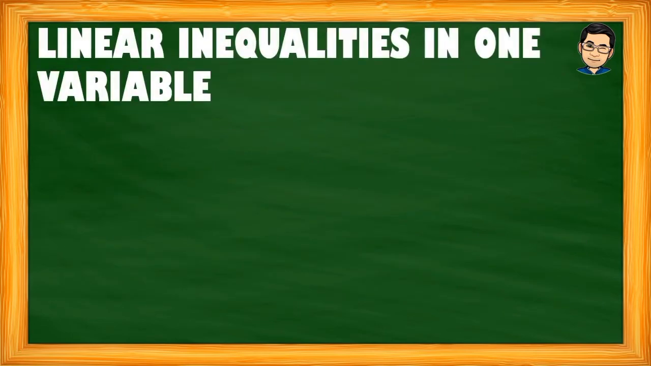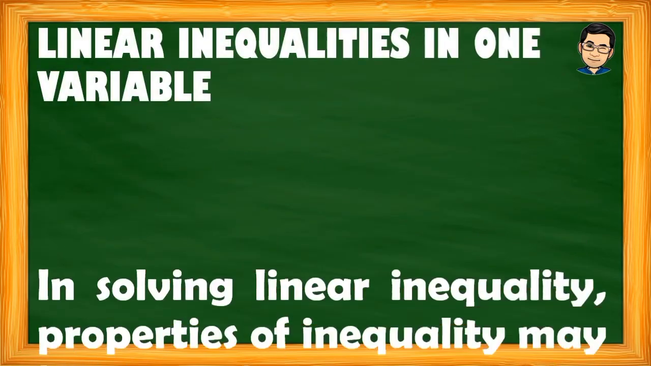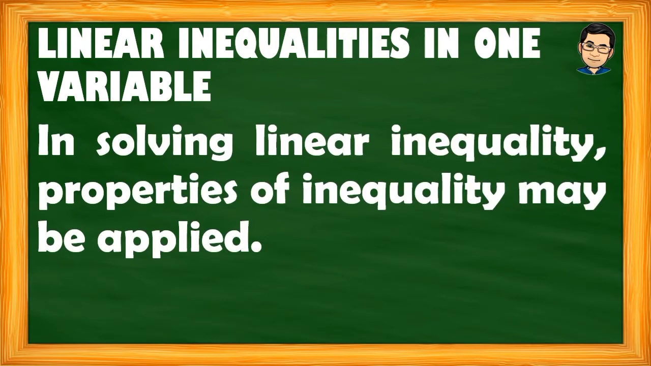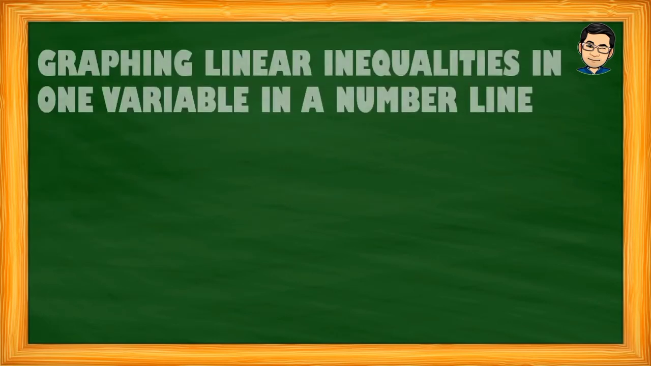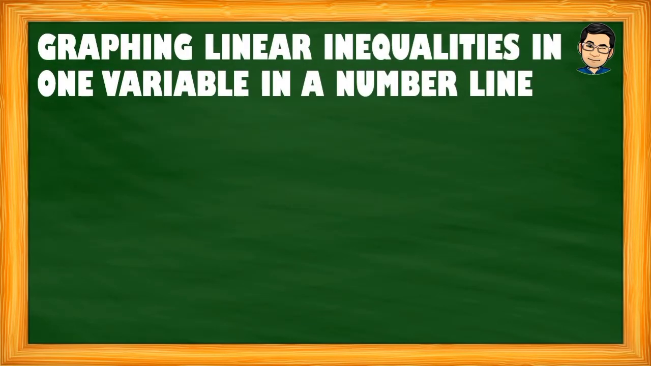So let's have linear inequalities in one variable. In solving linear inequalities, the properties of inequality may be applied. So the properties I discussed earlier, we need to apply them. And then, graphing linear inequalities in one variable on a number line. So later we will graph the solutions of linear inequalities in one variable using the number line, which I think you are familiar with.